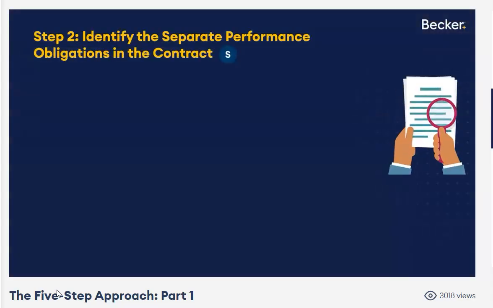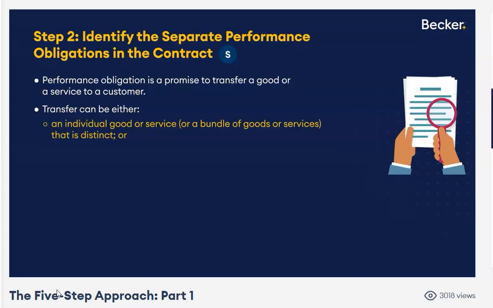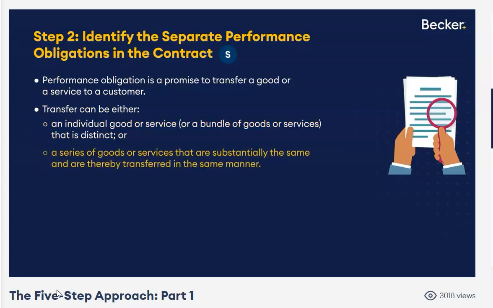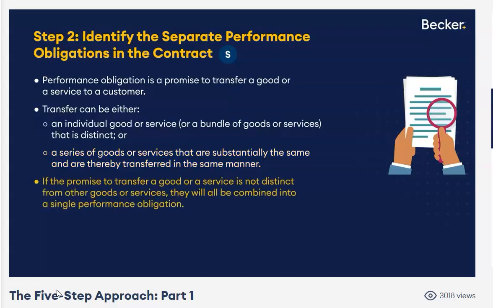Well, let's move on from identifying the contract, making sure it's enforceable. Let's now go to the S of STAR. We want to separate the stuff we're going to do. We call the stuff we're going to do the performance obligation. So here, a performance obligation is a promise to transfer some of the goods or some of the services to the customer. And it can be either an individual good or service or a bundle of them. It could be a series of items like magazines. Notice, if the promise to transfer the good or service is not distinct, then they have to be combined and they're all treated as one contract.